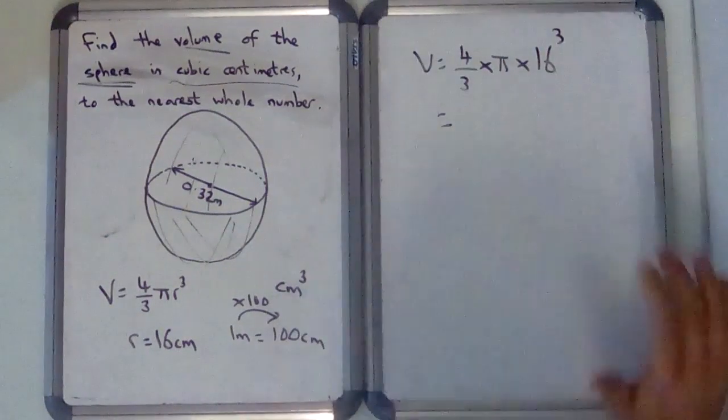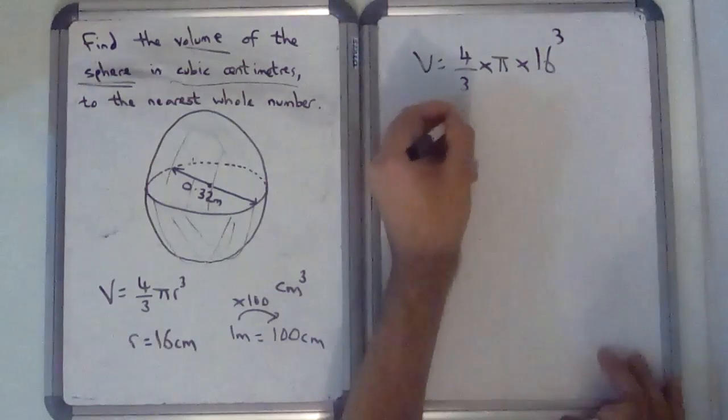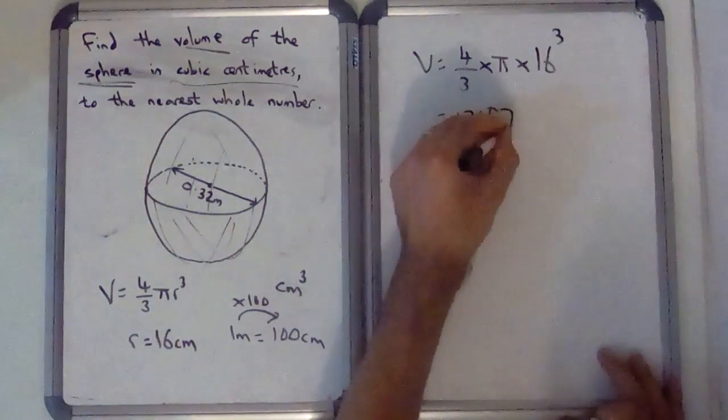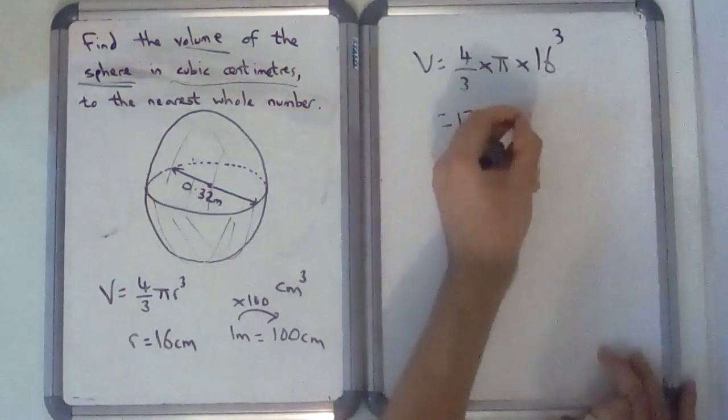It wants it to the nearest whole number. It's certainly not something that you want to be doing without a calculator. Cubing 16 is not something that is much fun without a calculator. So that comes out at 17157.28468.